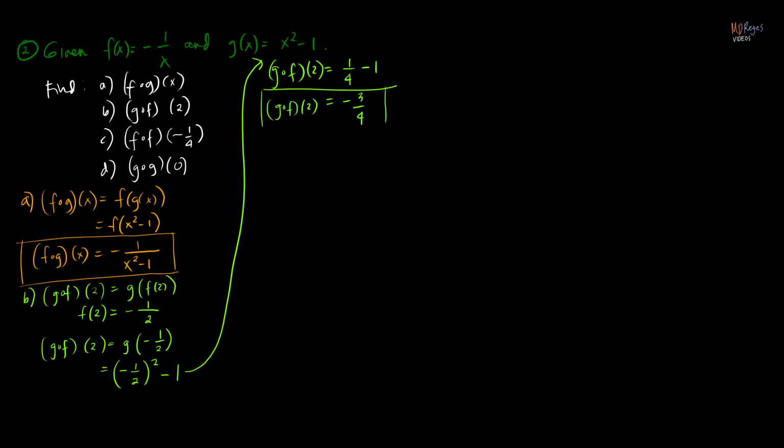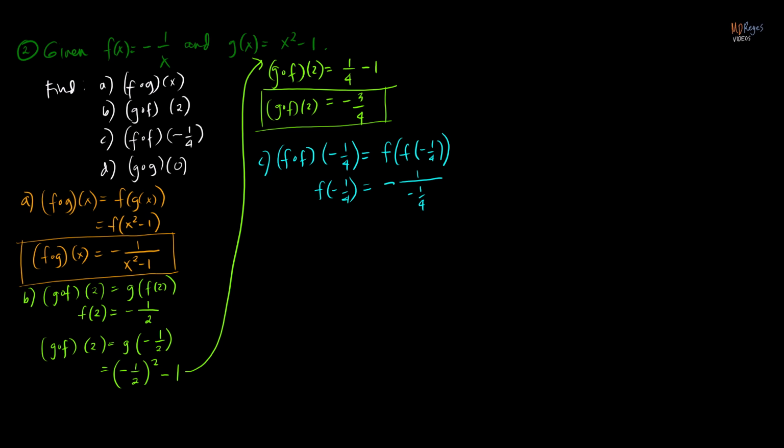You're not allowed to use a calculator, okay? So just simply write your answers in fraction form. Let's go to letter C. Letter C is the exact value of f circle f when x is -1/4. So by definition, this is f of f of -1/4. But what is f of -1/4? We substitute -1/4 in the function f. It's -1 over x, where x is -1/4.